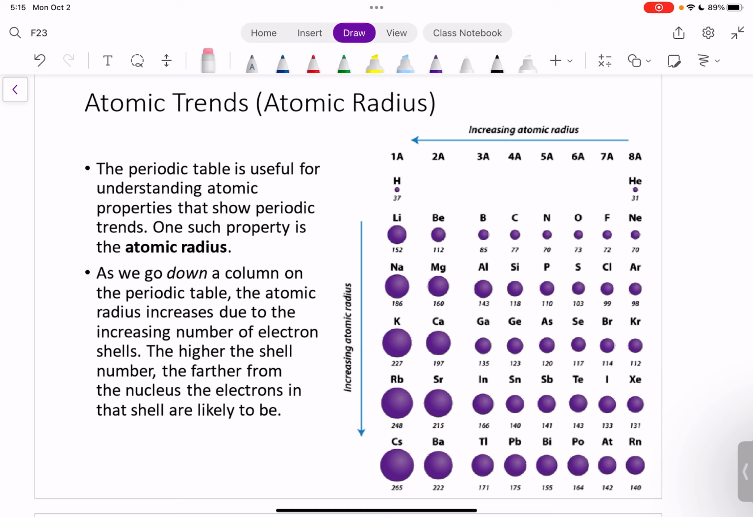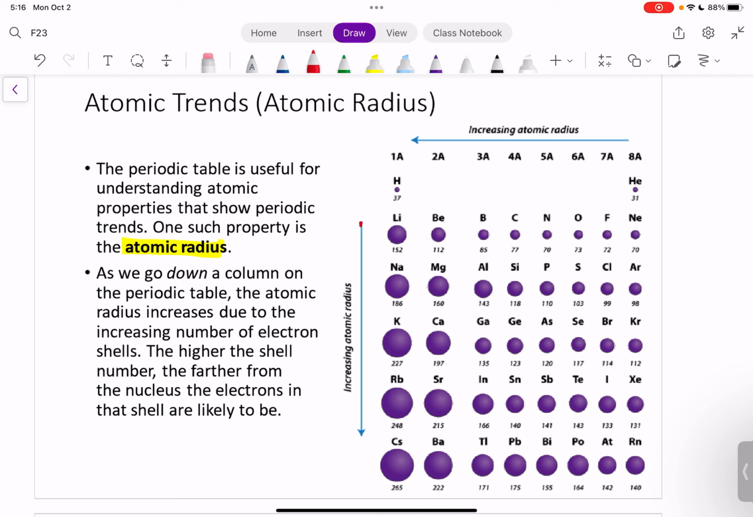All right, and there are lots of different trends or patterns on the periodic table that scientists have noticed over the years. And one of them is atomic radius. The atomic radius of an atom tells you how big the atom is, right? So thinking about the radius of a sphere, that tells us how wide that sphere is.